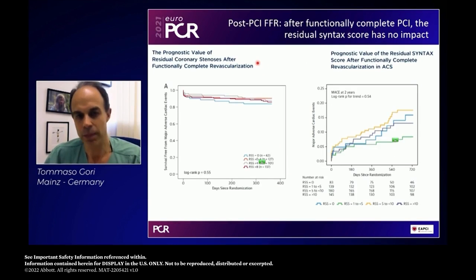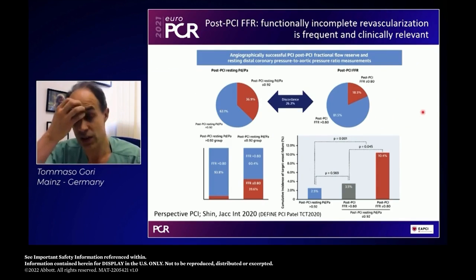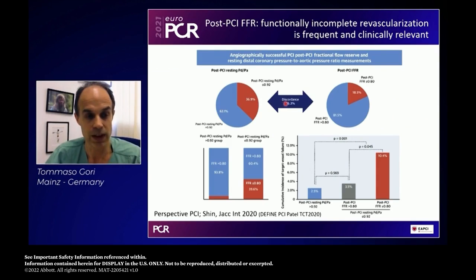We know from a post-hoc analysis of multiple studies that both in patients with stable angina and patients with acute coronary syndromes, the residual SYNTAX score after treating all the functionally relevant stenosis is really not relevant. So do not look at the aesthetics, but treat the functionally relevant stenosis. So the next question is, how do I define a good result in terms of functional improvement of the lesion?